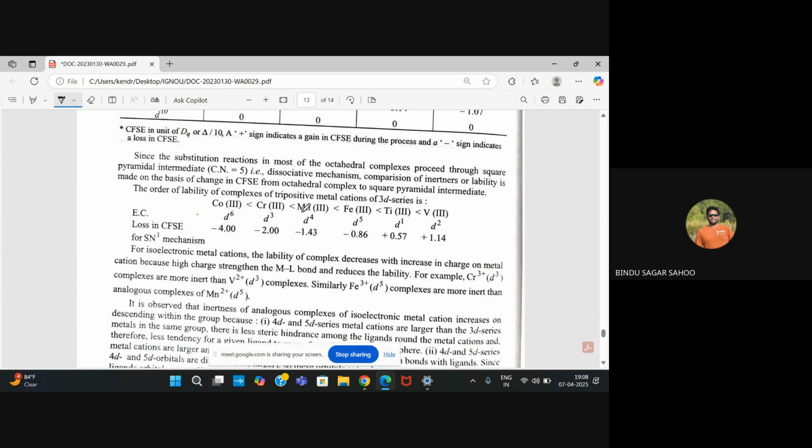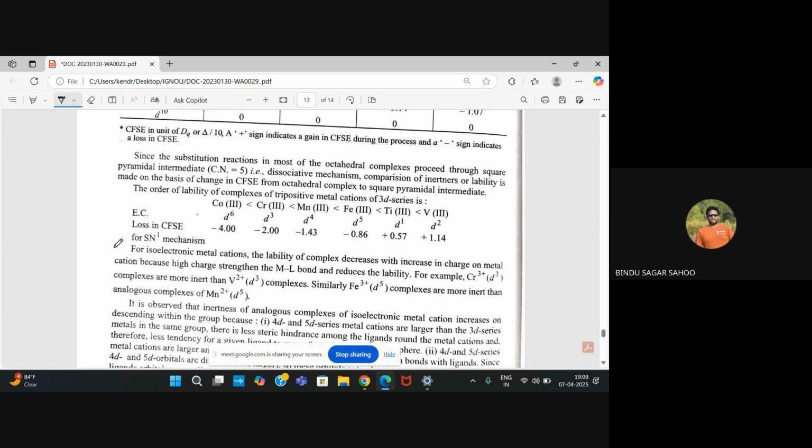So now tell me, out of these complexes seen on the screen, which one will be the most inert complex? Out of these six complexes, can anyone say? So the negative value indicates the inertness of the complex, and the positive value indicates the lability of the complex. So cobalt 3 D6 with minus 4.0 will be the inert complex, and this one will be the labile complex, if you compare these six examples particularly.